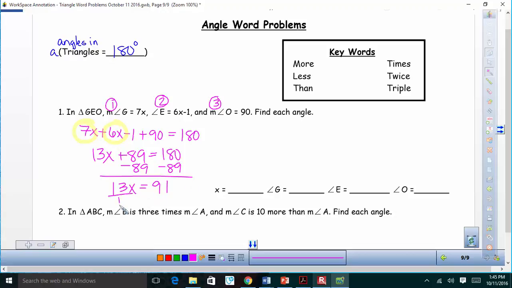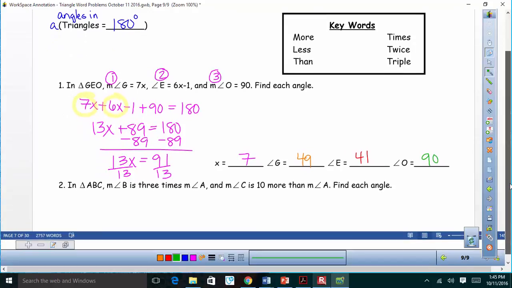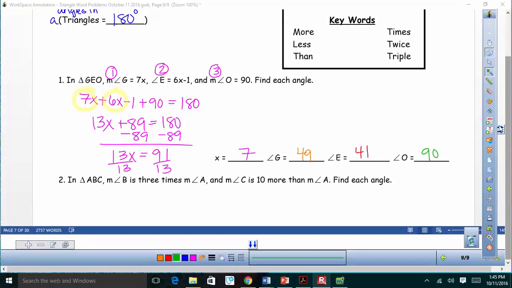Okay, and then we divide by 13, and x equals what? 7. Then to find each angle, we're just going to plug in. So 7 times 7 gives us 49. 6 times 7 is 42. Minus 1 is 41. And then O was just 90. Okay? All right, let's do one more, and then I'll let you go.